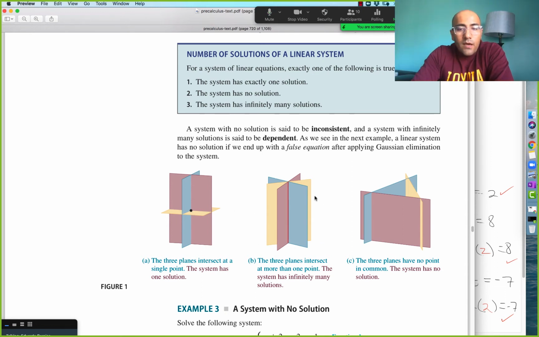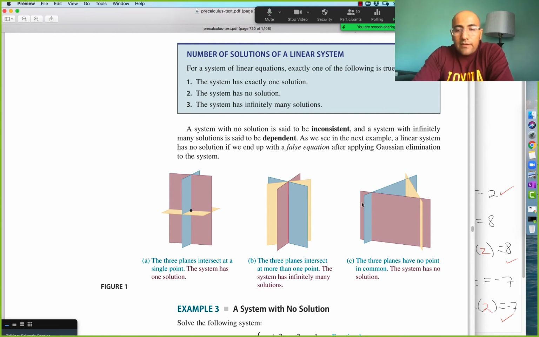Good. We can have 3 different planes that intersect at sort of a line like this, and this is a case when there are an infinite number of solutions, right? 3 planes intersect at more than one point. The system has an infinite number of solutions. Any point that's on that red line will be a point that's on all 3 planes, the blue plane, the yellow plane, the red plane. And so this is a case where those 3 equations are dependent on each other. They have an infinite number of solutions.